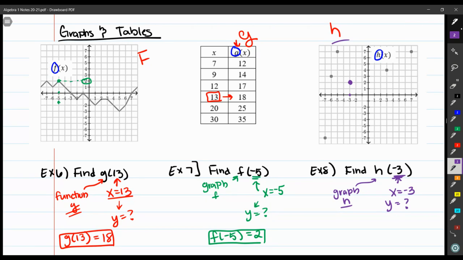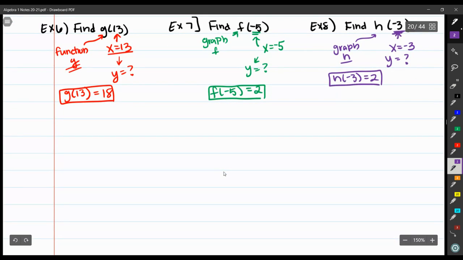Don't sit on the axis. I want to know where the point or where it is on the line. So they gave me this value. That's how I found my location. Well, I need the other half, and this is also at a 2. So h of negative 3 is equal to 2. They gave me x, find the matching y value. Okay, let's do a few more.